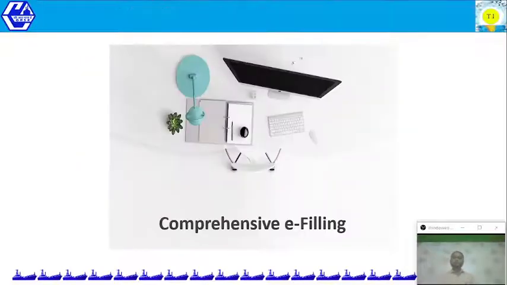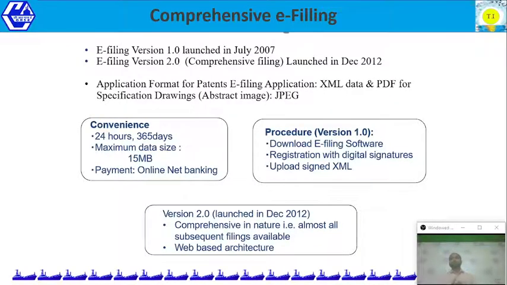From December 2012, a comprehensive e-filing version is available in the IPO online application format. So you can very well go for that. That is version 2.